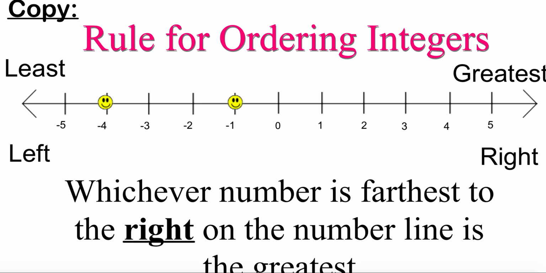Again, you have to copy the rule for ordering integers. As you see the number line, the least numbers are always to the left, and the greatest numbers go to the right. Which number is farthest to the right on the number line is the greatest. As you see here, negative 4, the smiley face, negative 1, all these numbers go to the left, they're least numbers.